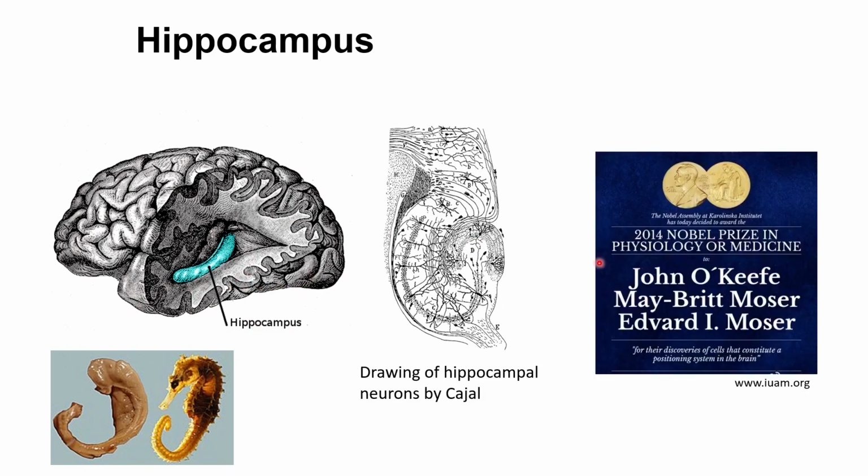In fact, in 2014, the Nobel Prize was given to these three scientists, John O'Keefe, May-Britt Moser, and Edvard Moser, for their discoveries related to spatial navigation, so how the brain keeps track of different locations in its environment. And they found an important role for hippocampus in creating this spatial map within the brain.